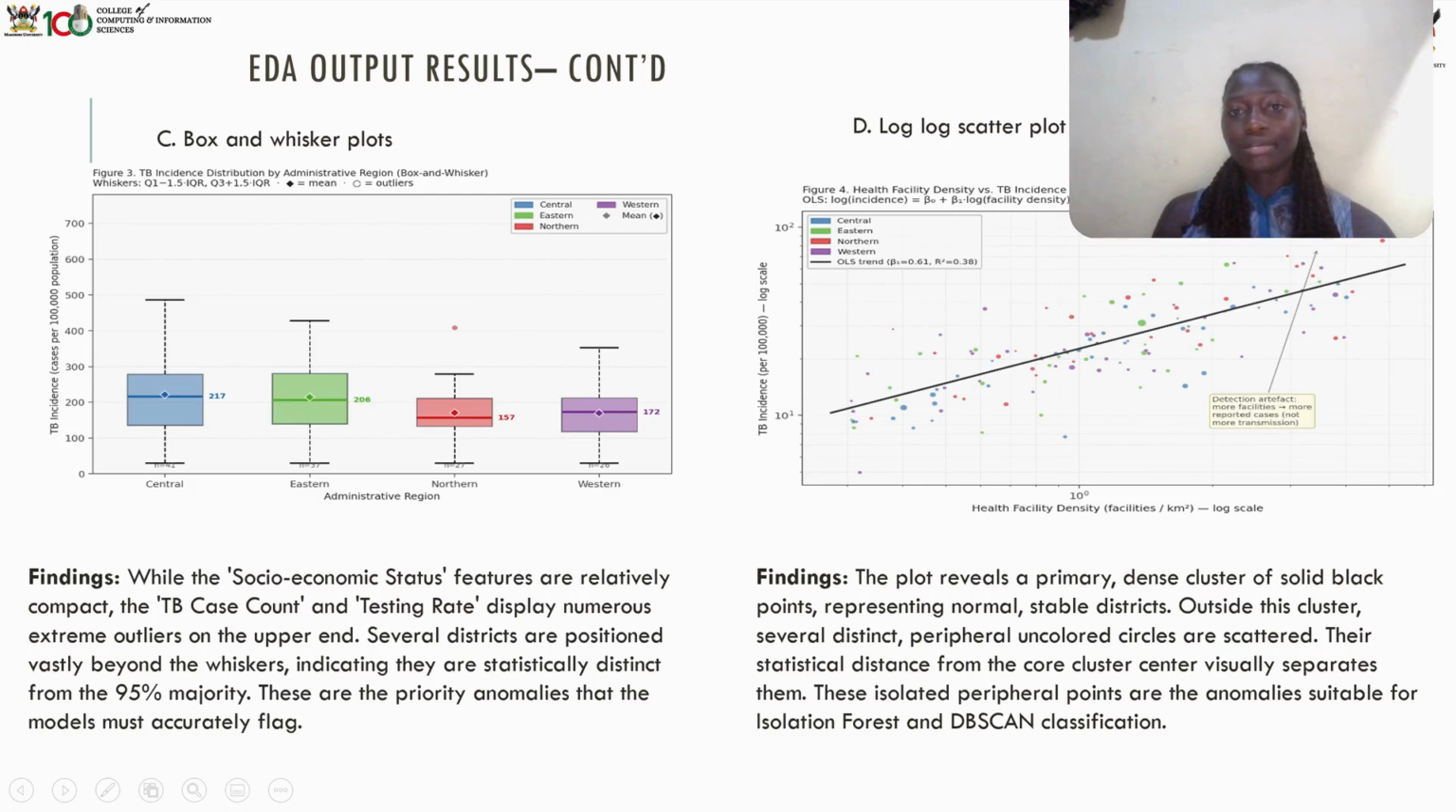And another idea is the log scatter plot, which reveals a dense cluster of solid black points, revealing the normal and stable districts. Here we see that the blue is the central, the green is the eastern, red is the northern, and purple is the western. These isolated peripheral points are the anomalies, and they're suitable for isolation forest and DBSCAN notification.